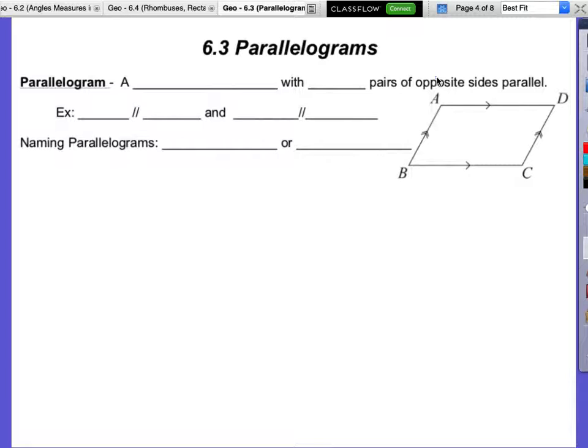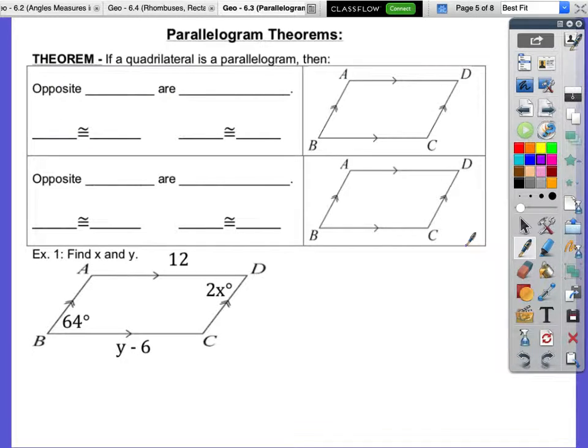We said a parallelogram is what kind of shape? A quadrilateral with both opposite sides. Very good. A quadrilateral, a four-sided polygon, that has both pairs of opposite sides parallel. And we gave some examples of sides that were parallel, like AB was parallel to CD. And then we had these different theorems.